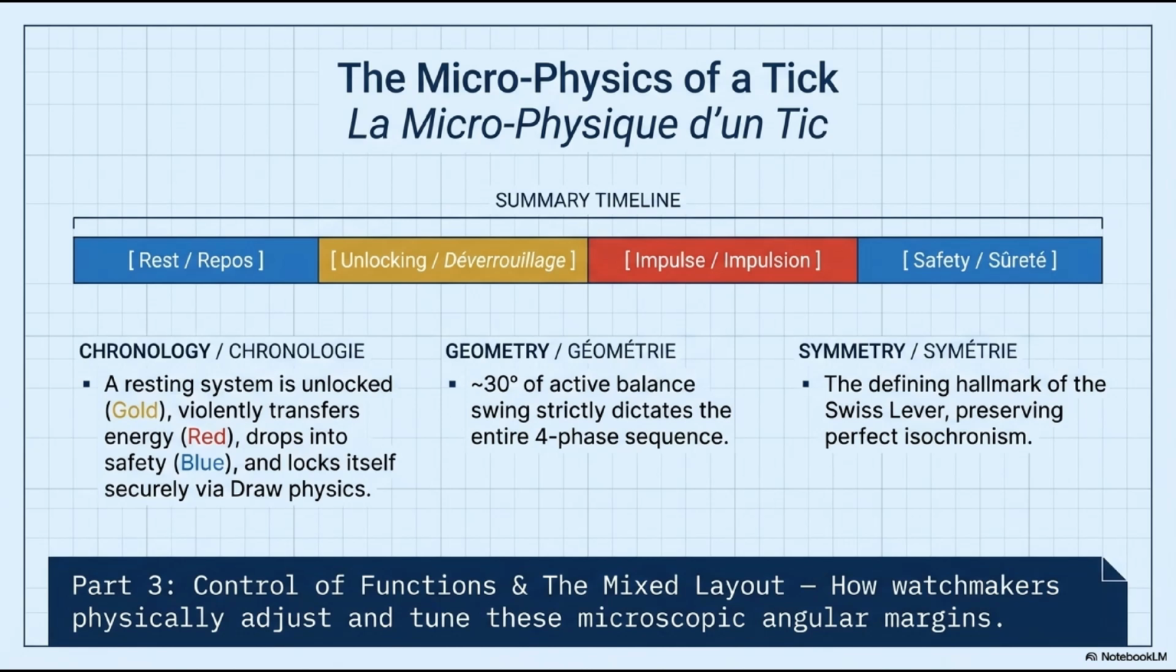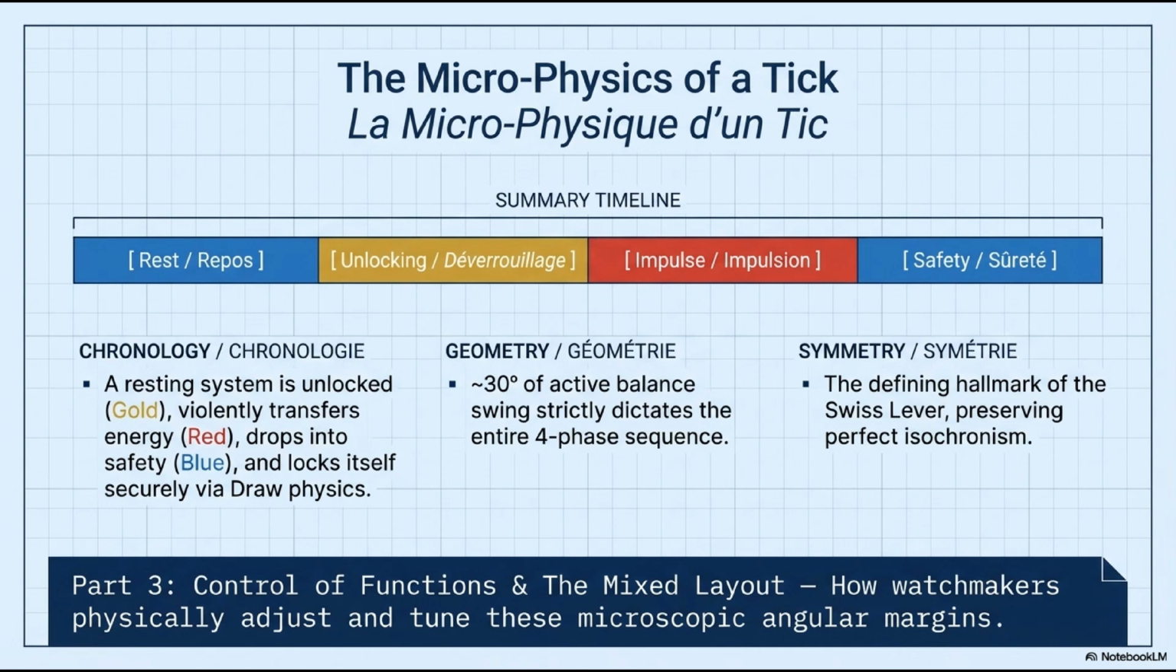This slide, The Microphysics of a Tick, is the synthesis conclusion for Part 2. It summarizes the complete four-phase sequence as a timeline and distills three core insights. Chronology, the timeline: a resting system is unlocked, gold bar, violently. Transfers energy, red bar, drops into safety, blue bar, and locks itself securely via draw physics. Four phases, four distinct characters, one repeating cycle.